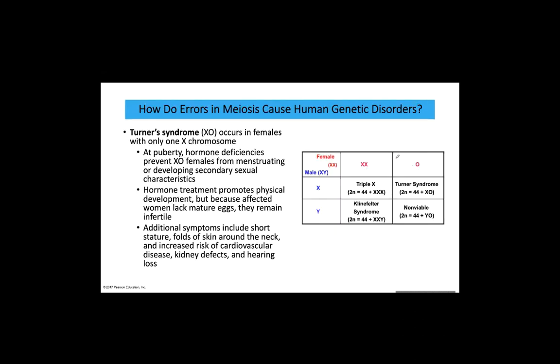So in case of Turner syndrome, the female has n equals 22 plus no sex chromosome. And in case of male, as a gamete, 22 plus X. Okay. Once they fuse together, they form 2n equals 44 plus XO. So Turner syndrome XO occurs in females with only one X chromosome. See, you have only one X chromosome. So total chromosome number is what? 45.